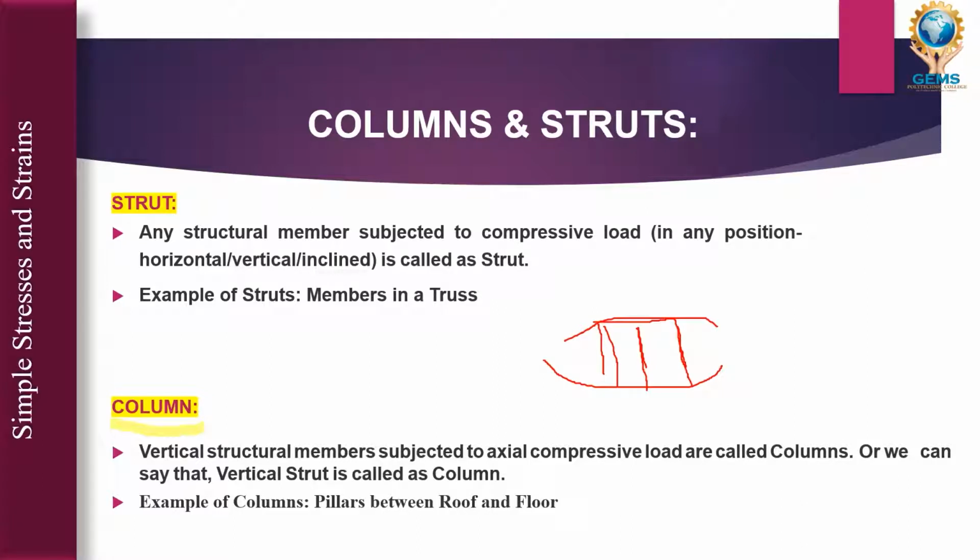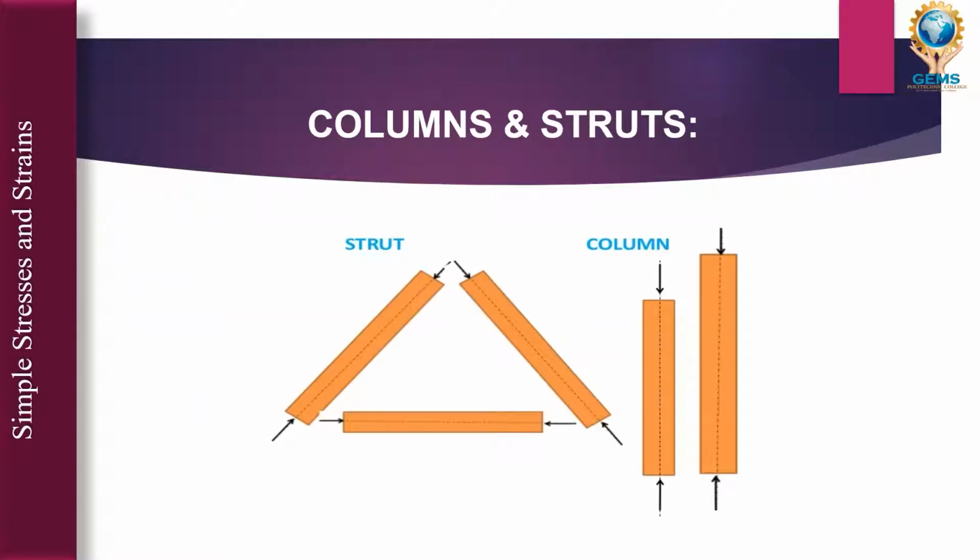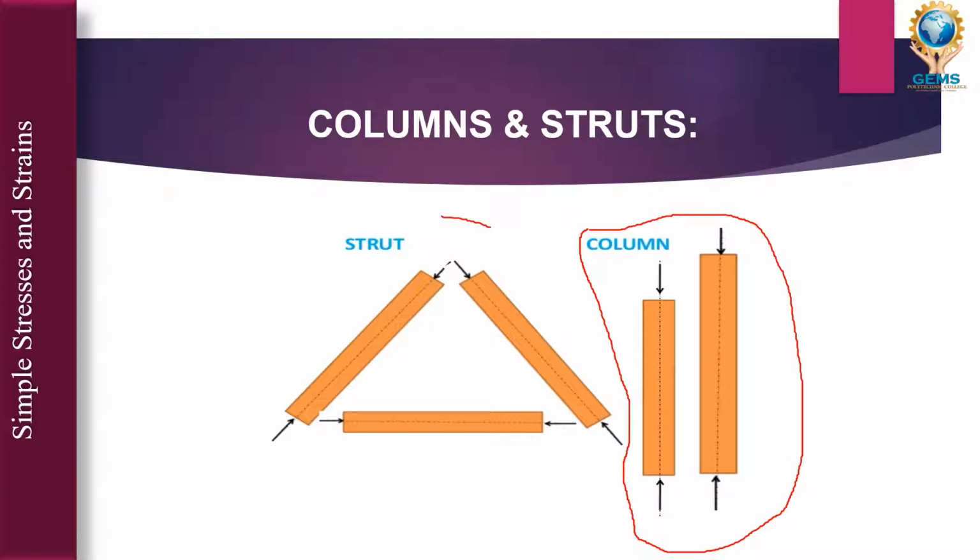Let's see the next diagram, what it looks like. Now we will see practically the diagram of column and strut, understand? So this diagram is for column. As I told you, in a building, between the roof and the floor below, the pillar we put is called a column. And what is called a strut?